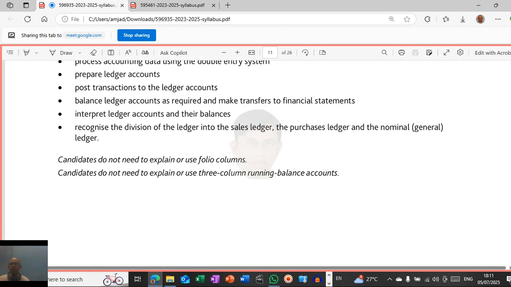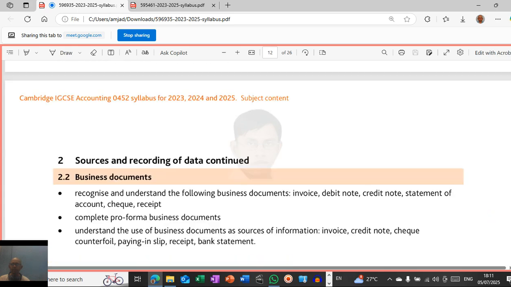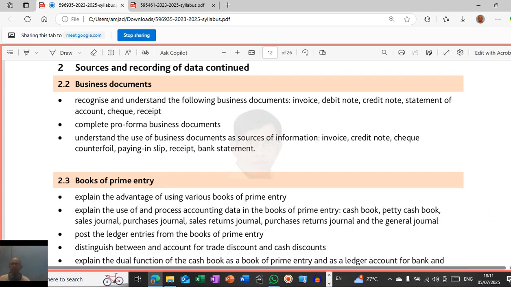We will be working out a lot of questions, previous year examination questions. Candidates do not need to explain or use folio columns. Candidates do not need to explain or use 3-column running balance accounts. So sources and recording of data continue.